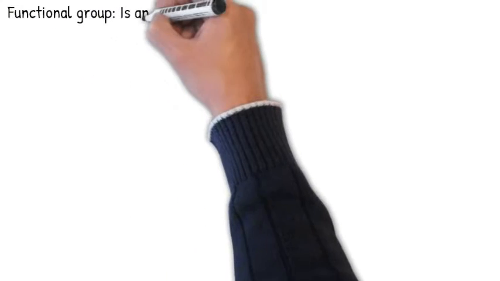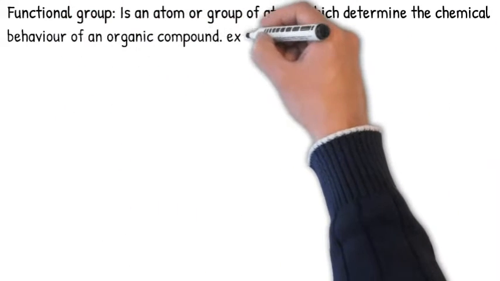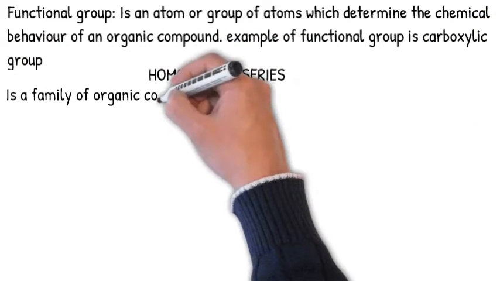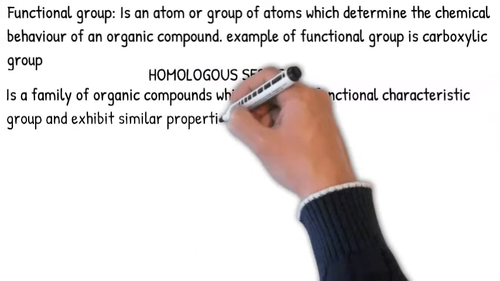Functional group is an atom or group of atoms which determines the chemical behavior of an organic compound. Example, a functional group is the carboxylic group. Homologous series is a family of organic compounds which contain a functional characteristic group and exhibit similar properties.